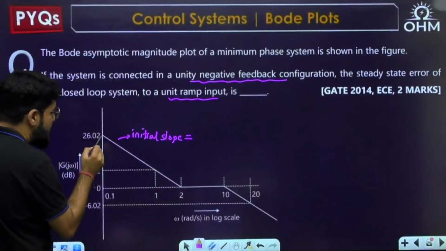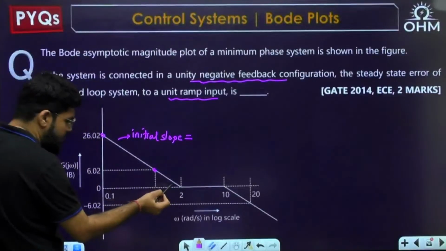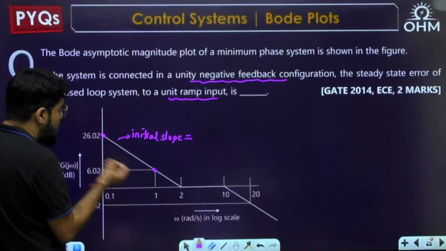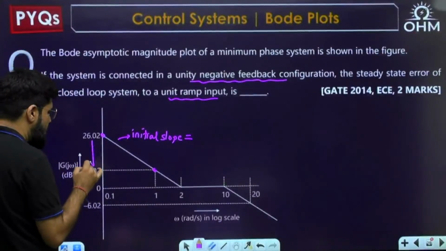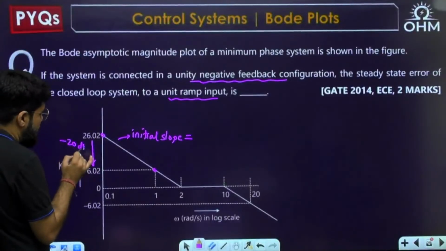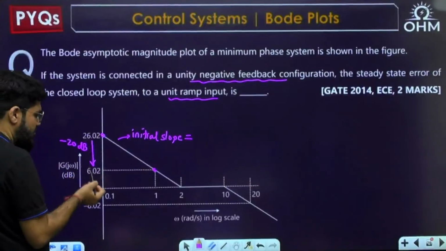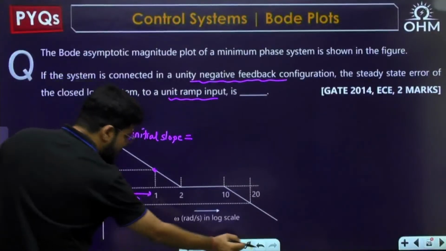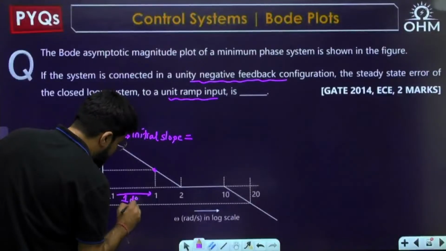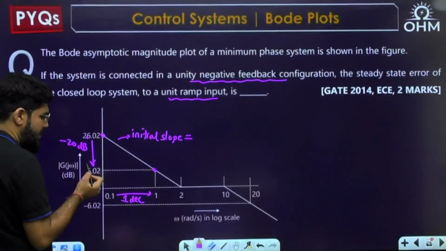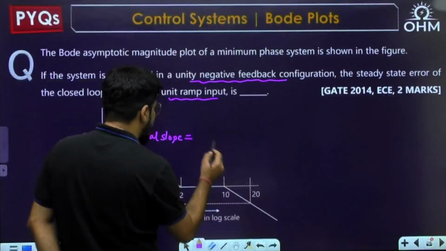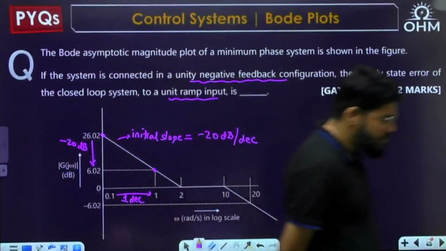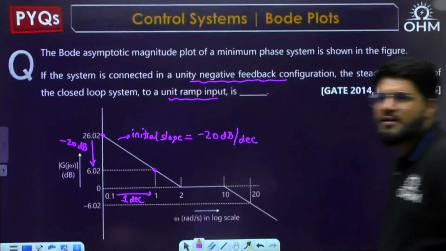How much is the initial slope? Pick up these 2 points. Magnitude change is 26.02 to 6.02, so there is a decrease of minus 20 dB. And how much is the frequency change? From 0.1 to 1, that is times 10, which means 1 decade. So minus 20 decibel is changing over 1 decade. Initial slope is minus 20 decibel per decade.